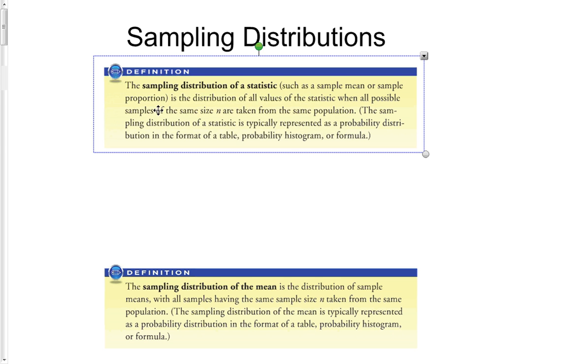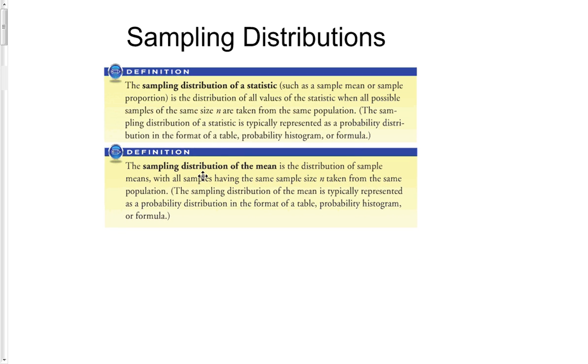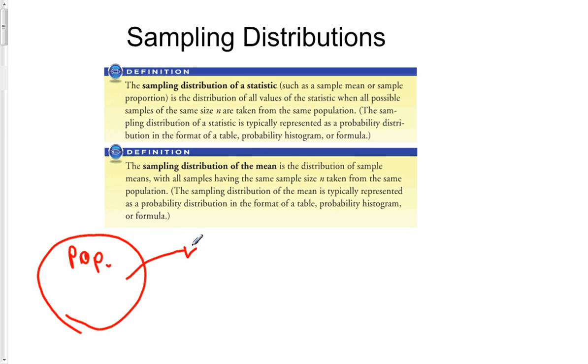This definition is the definition of the sampling distribution of means. So we have the sampling distribution of a specific statistic here, the sampling distribution of means. Now, the sampling distribution of the mean is the distribution of the sample means with all the samples having the same sample size of n taken from the same population. So basically, what this means is the sampling distribution of means is what we get if we have a population, right? We have a population over here. And from this population, we're going to take samples of size n.